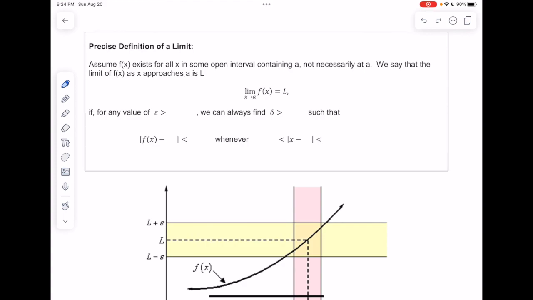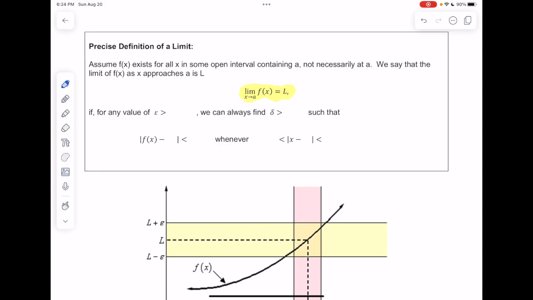All right, so let's take all that now and move it to a precise definition of a limit. Assume f of x exists for all x in some open interval containing a, not necessarily at a. So f of x doesn't have to be defined at a itself, or it could be. It's not important. And we say that the limit of f of x as x approaches a is L. Okay, so that's just all this, right? So if we want to look at the limit as x approaches a of f of x equals L, how do we do that precisely using those epsilons and deltas we talked about above?